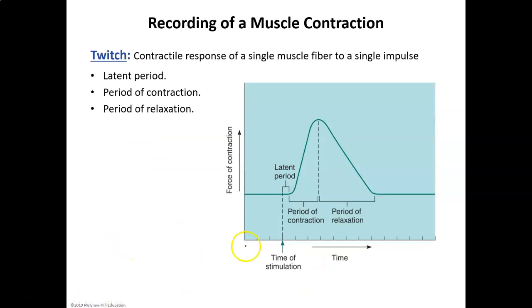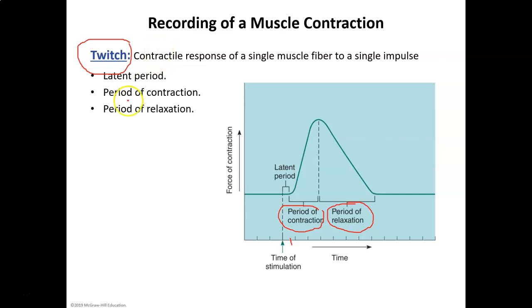Right? So here it is in another slide. Same thing. Latent period. You get a time of stimulation, you get a hesitation to this point, then you get the period of muscle contraction, then you get the period of muscle relaxation. Same thing, 10 to 20 milliseconds in there. Relaxes, twitch. This is called a twitch. See that? Twitch, twitch, twitch. Contractile response of a single muscle fiber to a single impulse. That's a twitch.